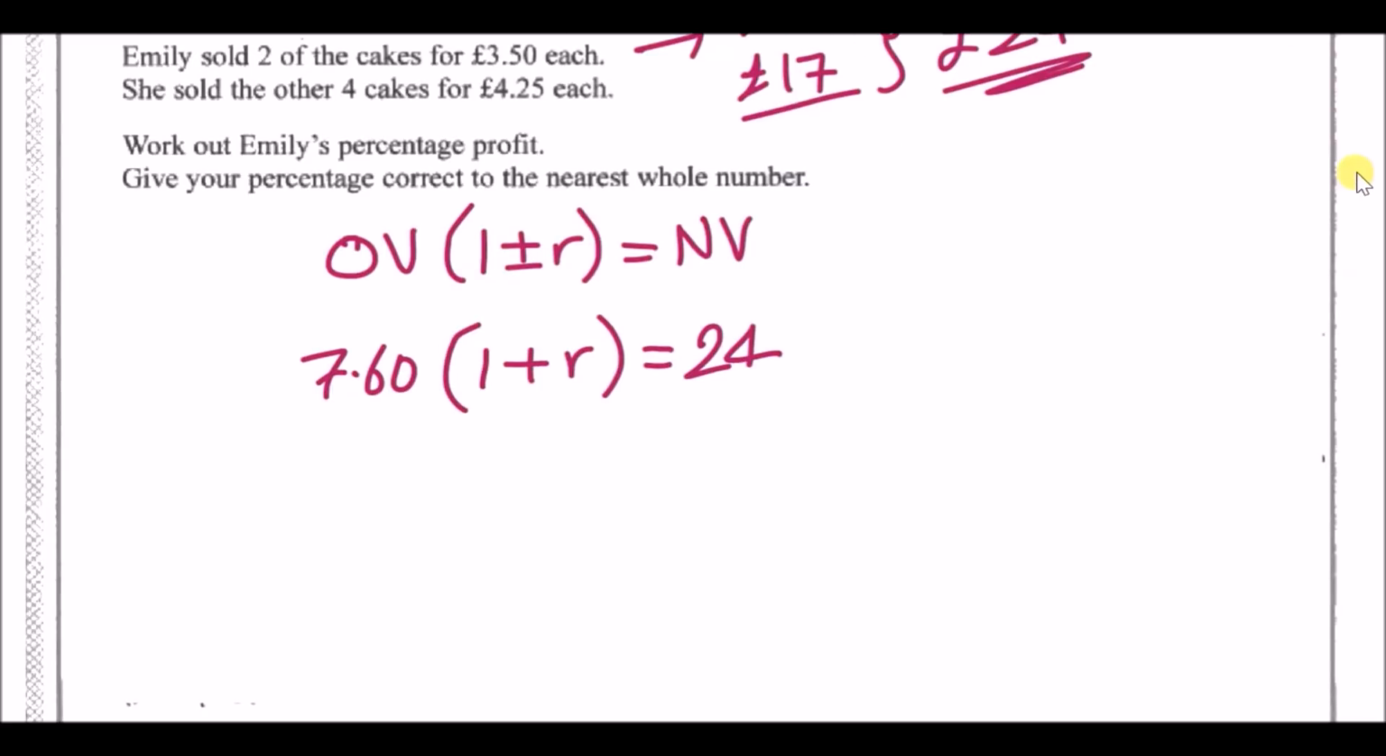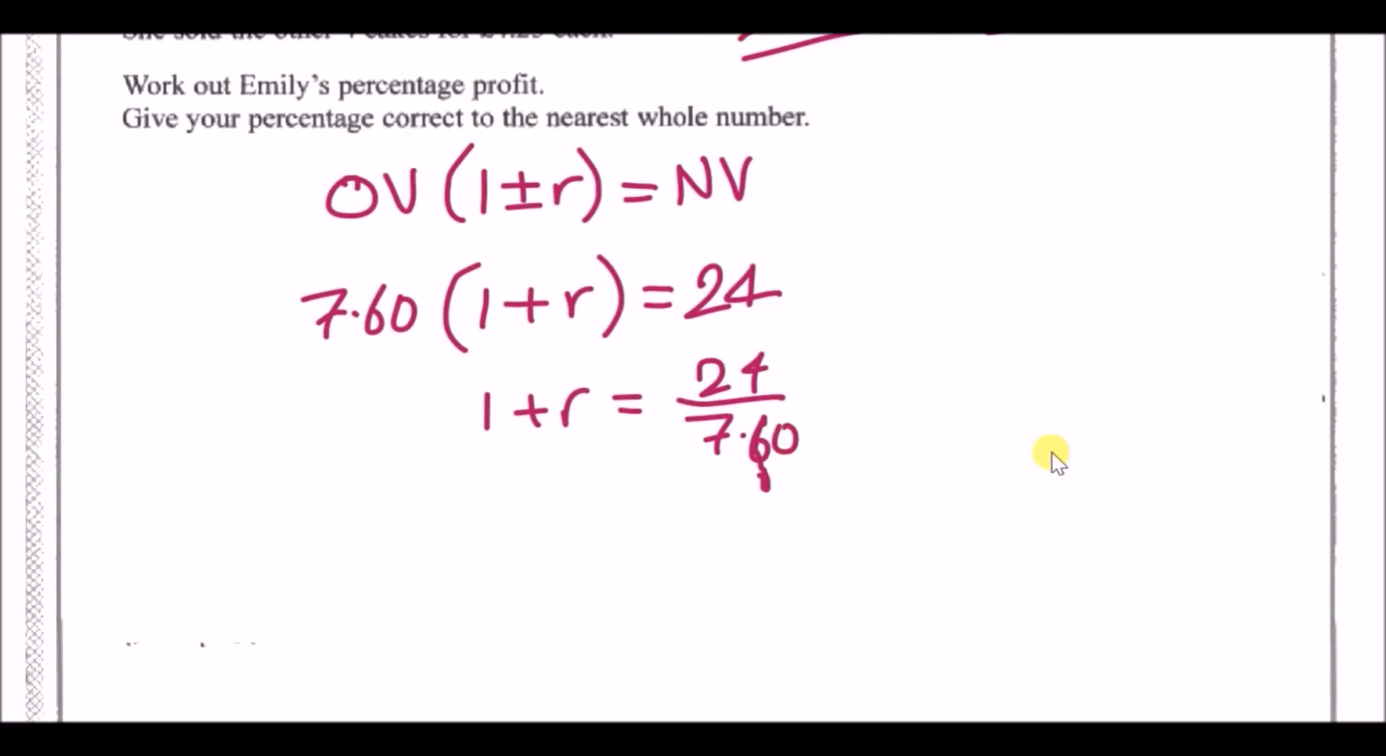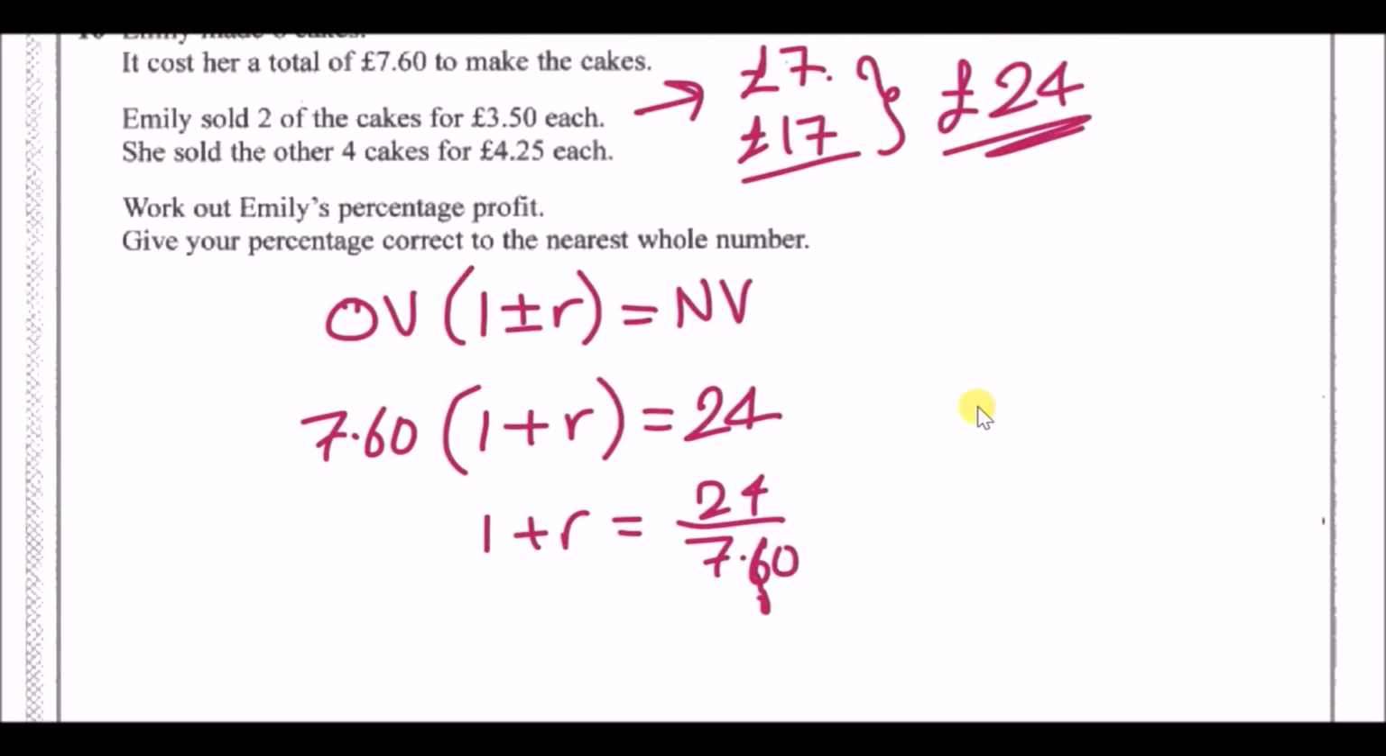Okay, now all you literally do is just rearrange to find R, where R is going to be your percentage profit, yeah? So what we can do is just divide by 7.60 across, and then you can have 1 plus R equals 24 over 7.60. And then literally minus 1 across. You're going to get a weird answer, yeah? You're going to get a decimal answer of 2.15, and whatever that is, multiply by 100, because they want a percentage profit.